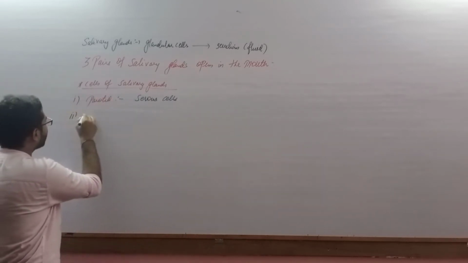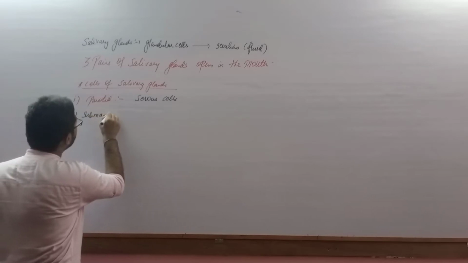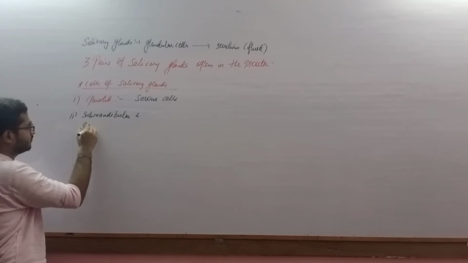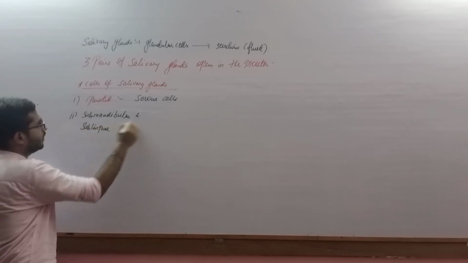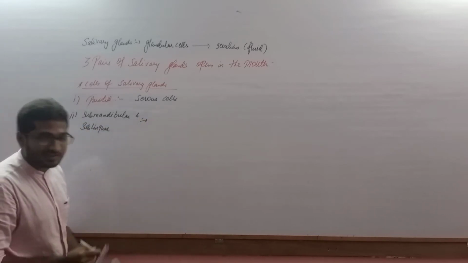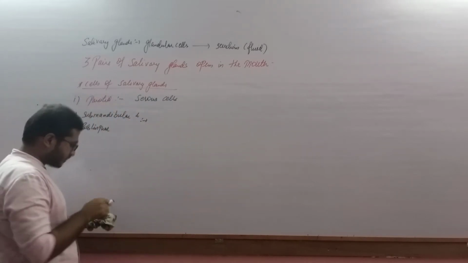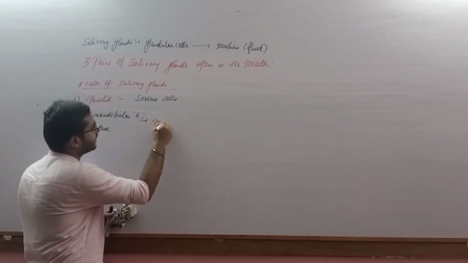The rest two, that is submandibular and sublingual, both these types of salivary glands have mucus type of cells. So the cells are mucus.